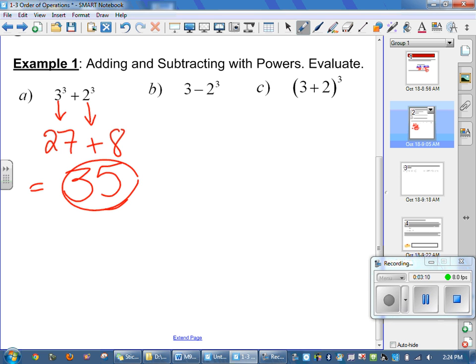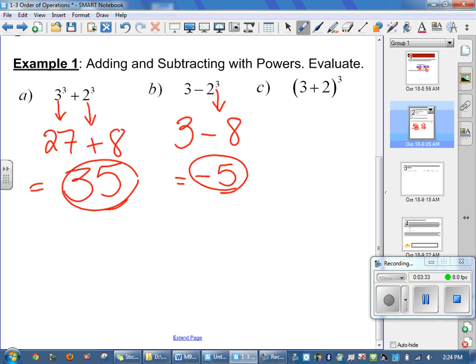Okay? Let's take a look at the next one, letter B. So now I'm going to do the exact same thing. I need to look at brackets. There's no brackets, but I do have exponents. So I need to solve this exponent first. So we know 2 exponent 3, like over here, it became 8. So this is going to give me 3 subtract 8, which gives me a negative 5 on the number line.